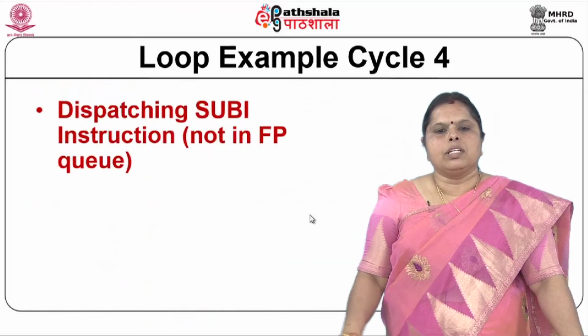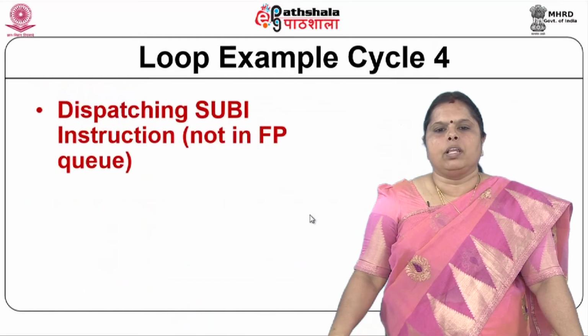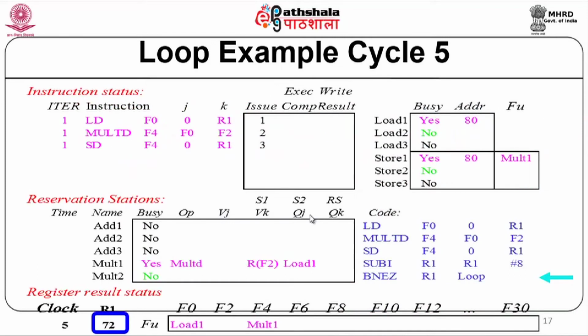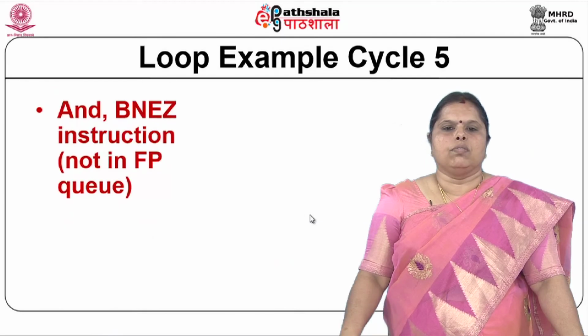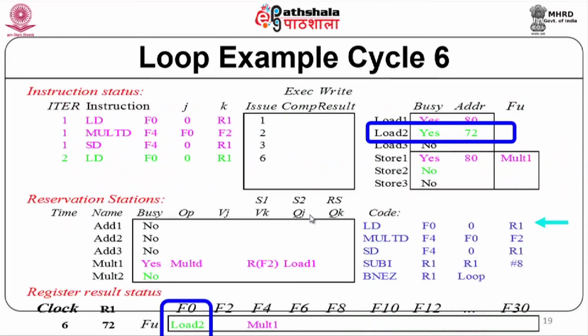So, you are dispatching the sub instruction, which is not available in the floating point queue, and in the fifth clock cycle, similarly, you are going to dispatch your branch instruction. The branch instruction again is an integer instruction. Just for clarity's sake, we are showing the branch instruction here. The branch instruction is issued to your integer unit. So, branch is also not in the floating point queue, but that has been indicated here.